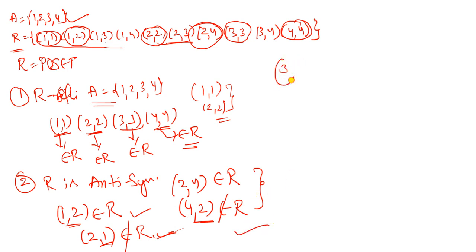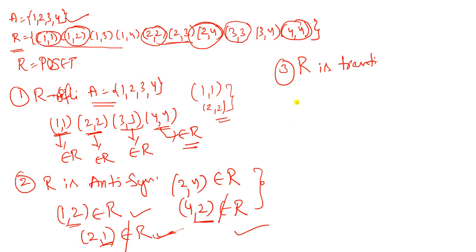And next, the third one: transitive. We have to check whether R is transitive or not. Now what is the condition for transitive? If xy belongs to R and yz belongs to R, then automatically xz belongs to R, right?